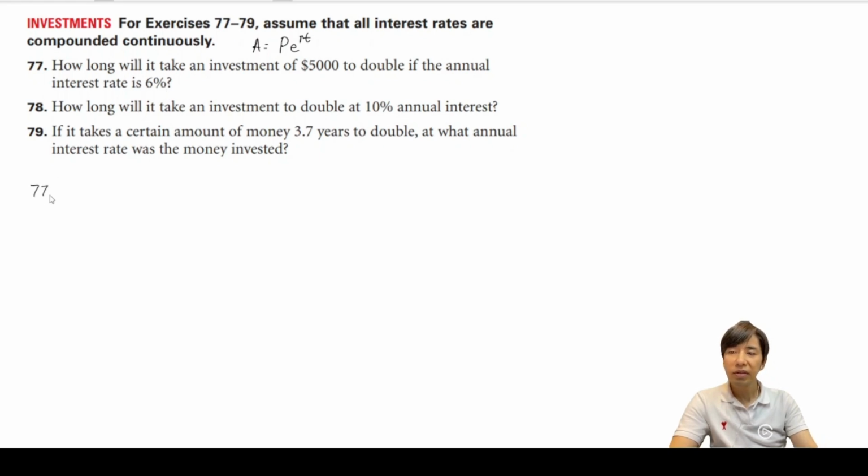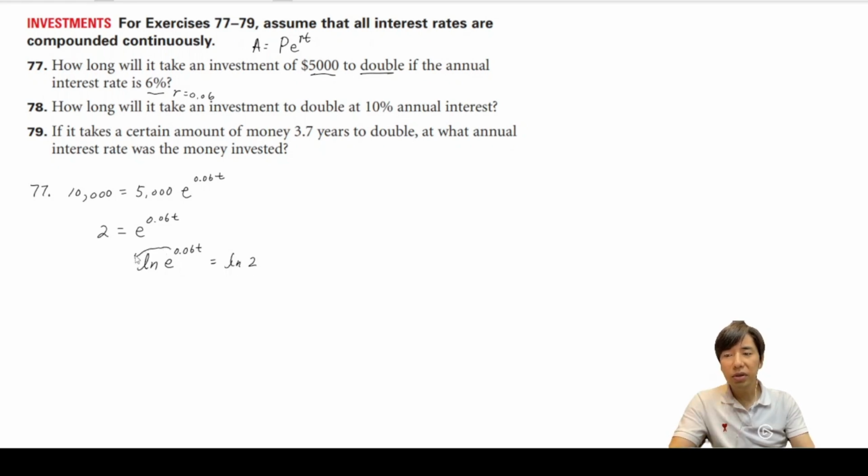So for 77, the investment doubles from 5,000. Then the final amount would be double of that, which is 10,000, is equal to 5,000 times e to the rate, which is 6%, so r is equal to 0.06. That's 0.06t. So divide each side by 5,000, so you get 2 is equal to e to the power of 0.06t. So apply ln on both sides, so ln e to the 0.06t is equal to ln 2.